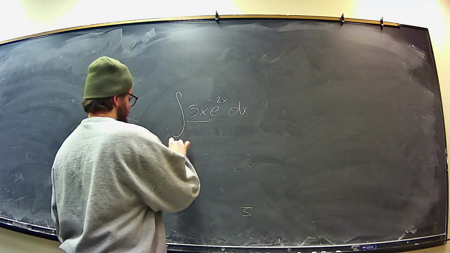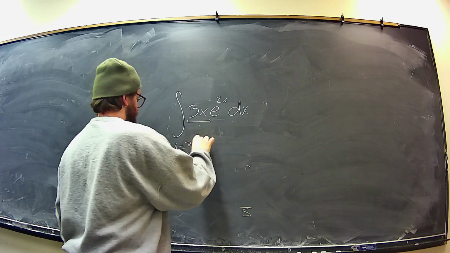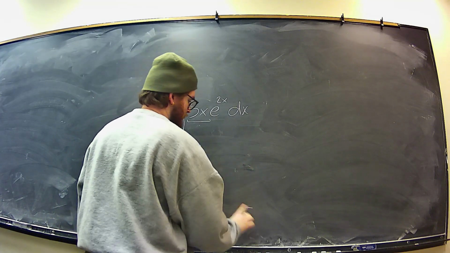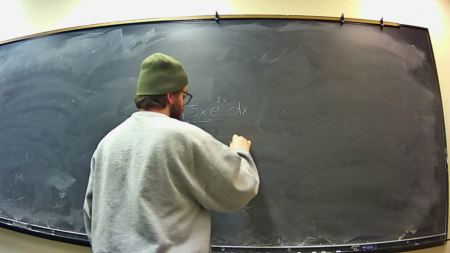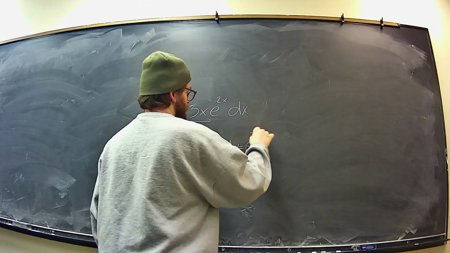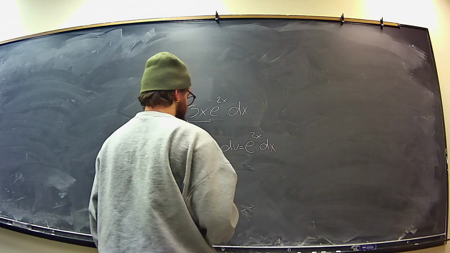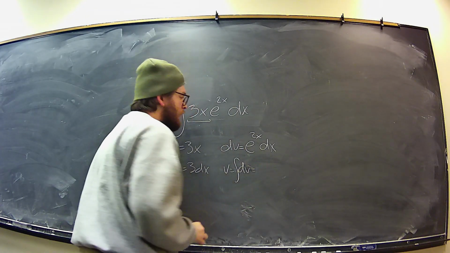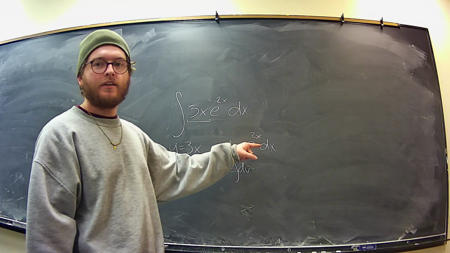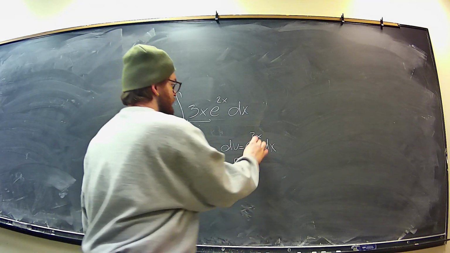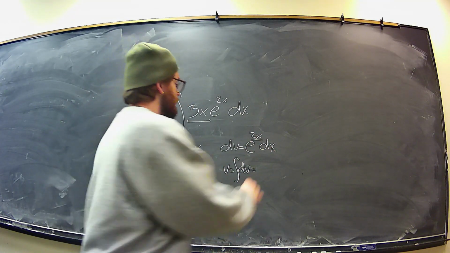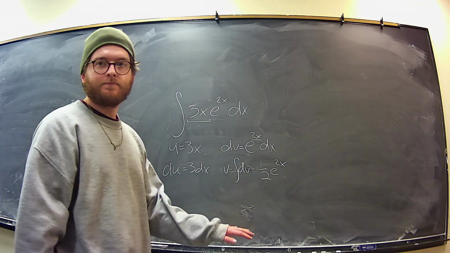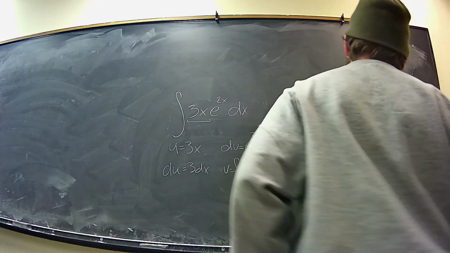So, what do we have? We have that u is 3x, so du is 3dx, and then dv is the rest of our integral, e to the 2x dx. So v, which is the integral of dv, is, remember that the integral of e to the f of x is 1 over f prime of x e to the f of x. So if this is f, the derivative of that is 2. So 1 over 2 e to the 2x, and leave it at that. Then we use our formula again.